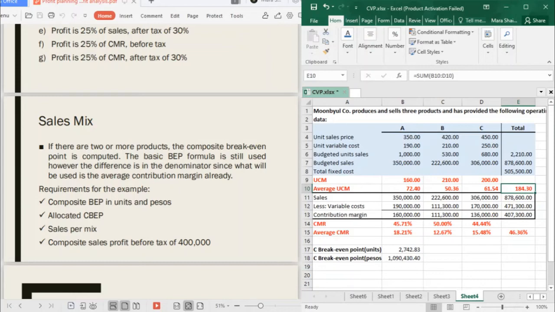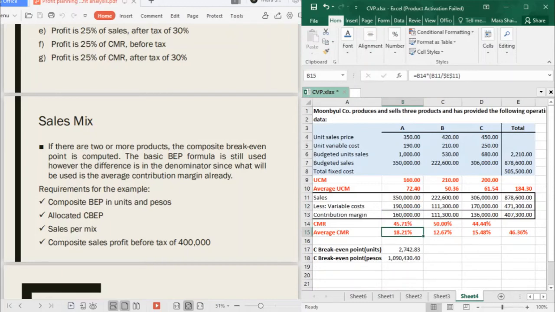It is automatically deducted, or you can use your UCM multiplied by your budgeted unit sales, and you refer to the amount. And then, in getting your rate, you get your contribution margin divided by your sales. That gives you your rates and so on.